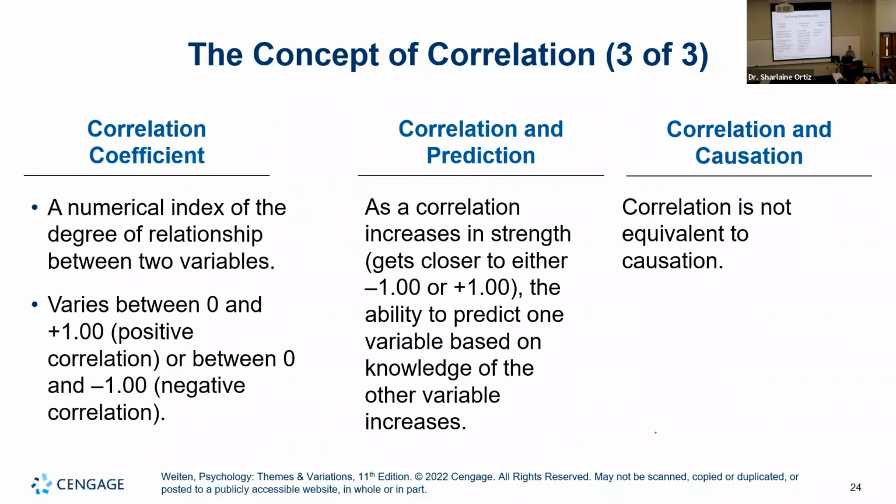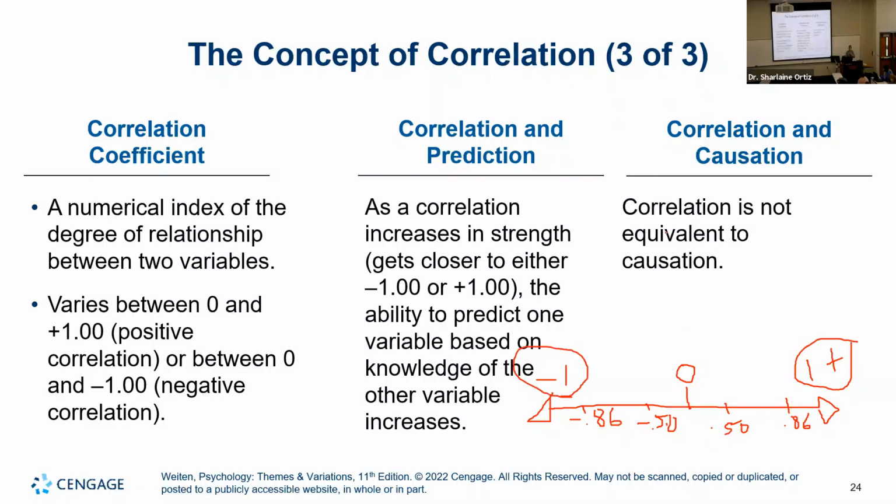And what does this look like? Generally, if we were to draw a little line, positive and negative, very simple. We have our -1 here, and a positive 1 here, and this here would be our 0. The closer we are to either -1 or +1, the stronger that relationship is. So if I have a relationship of -0.86 or a relationship of -0.50, this relationship is stronger than this one because it is closer to that -1 value. Conversely, if I have a +0.50 or +0.86, notice that the closer they are to that 1, the stronger that relationship is.